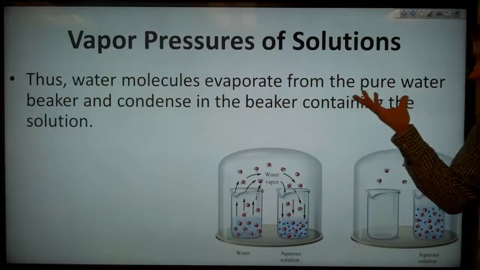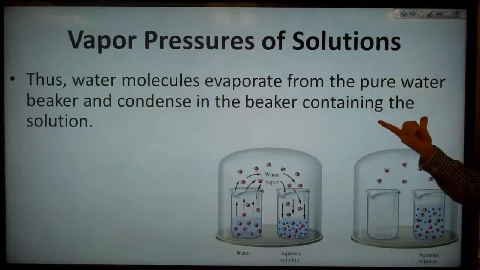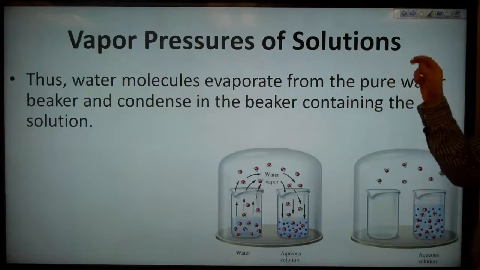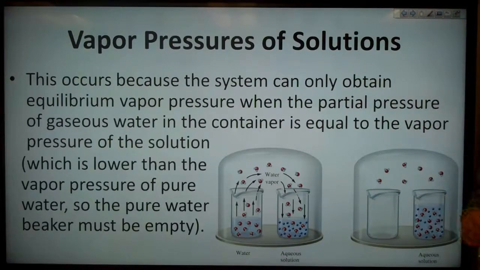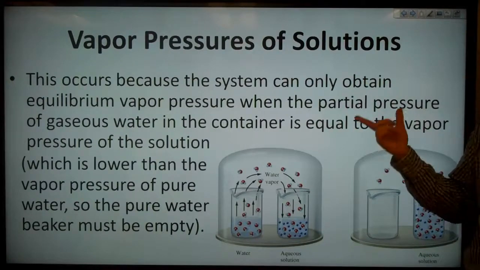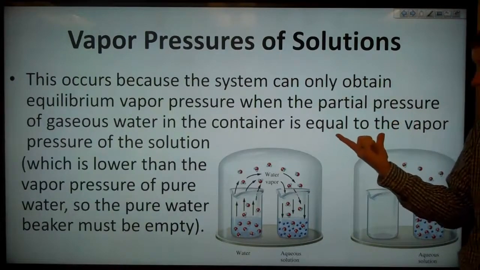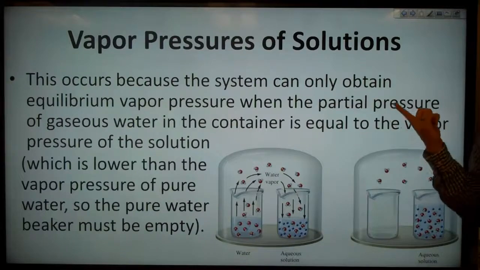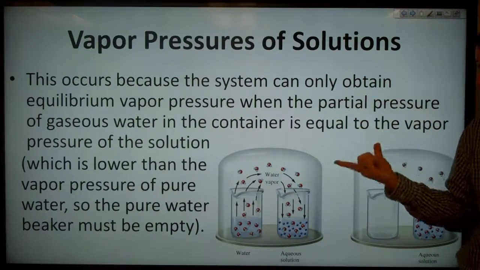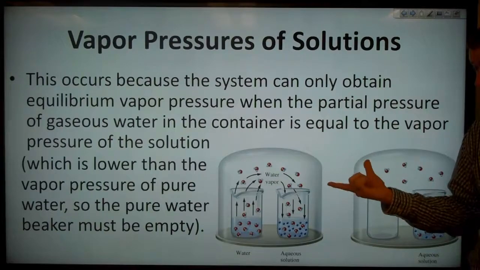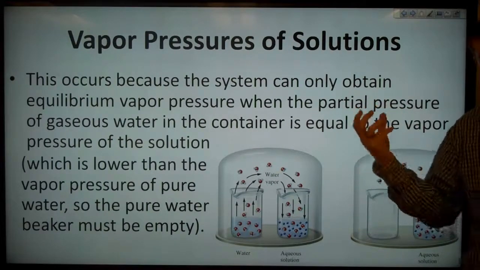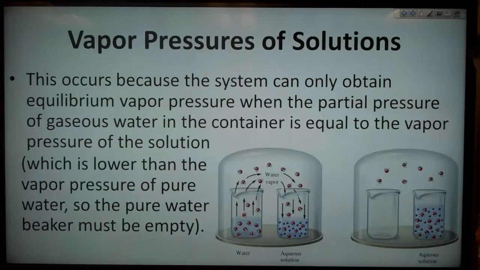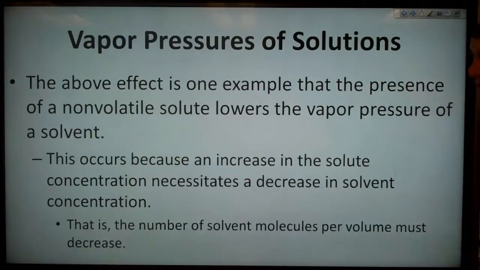So again, the water molecules are evaporating from the pure water beaker, and they condense in the beaker containing our solution. And again, this is occurring because the system can only obtain equilibrium vapor pressure when the partial vapor pressure of gaseous water in the container is equal to the vapor pressure of the solution, which is lower than the vapor pressure of the pure water, so the pure water beaker has to be empty. It will continue to evaporate and increase the vapor pressure in the space above until there's no water left in the beaker on the left.